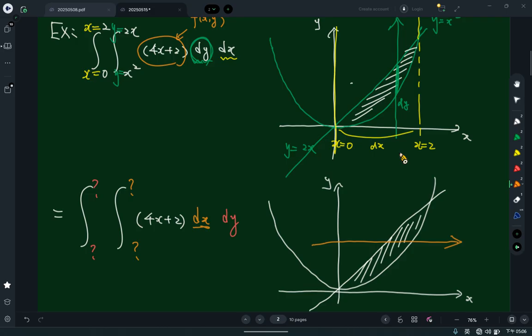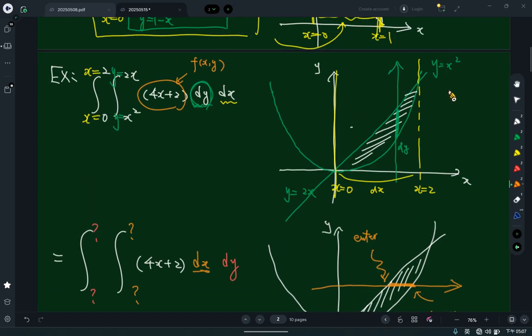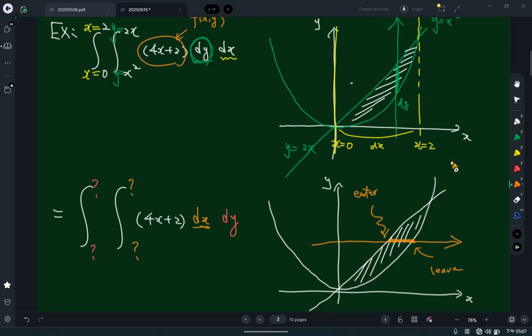Then we start to know which is the entering point and which point is the leaving point. So this is the entering point. This is the leaving point. Then we will go for this one first. So originally this line is y is equal to x squared.